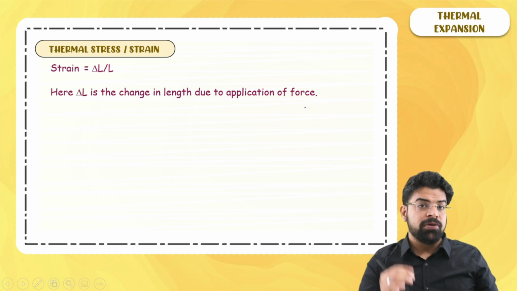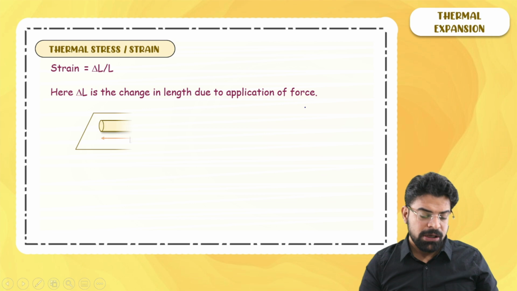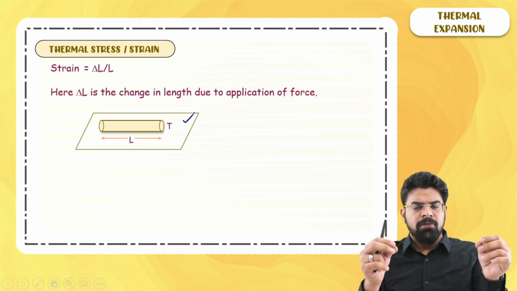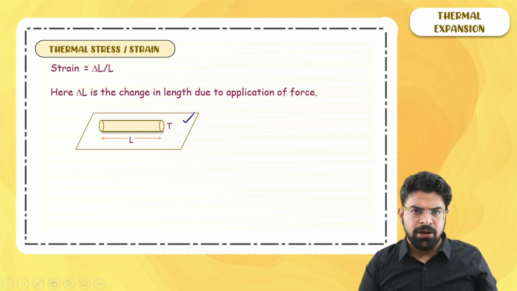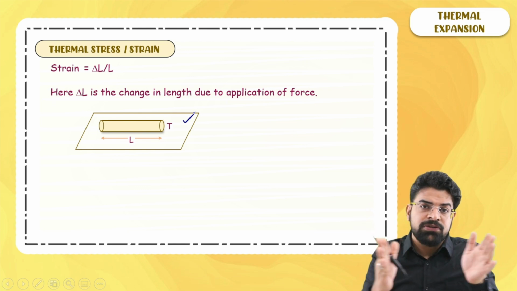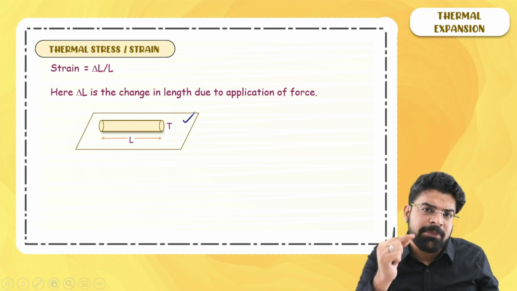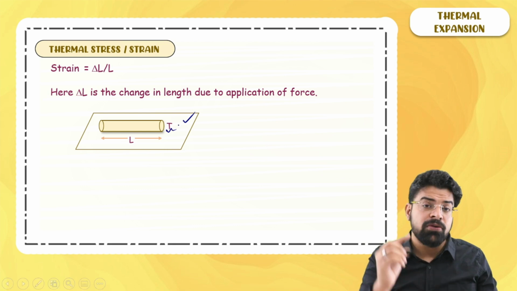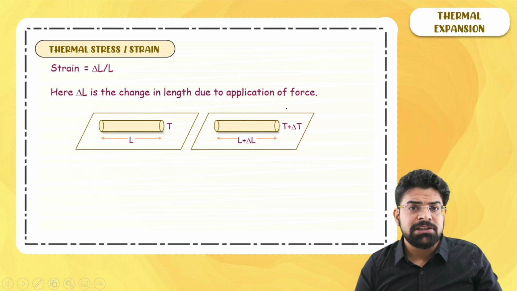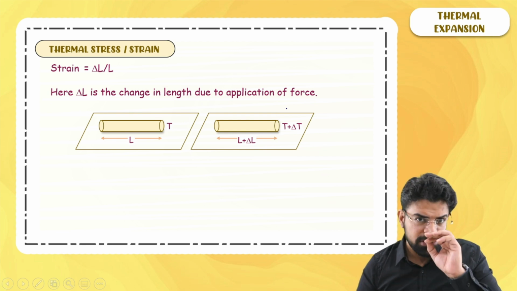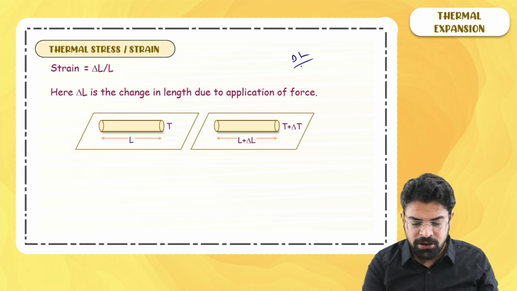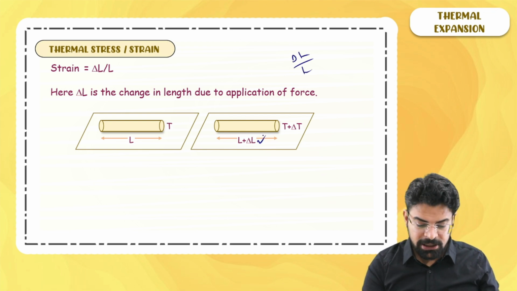Now you will be able to appreciate better what I am trying to explain here. Let's say you have a table, and on the table you have a rod of length L at temperature T. The rod is free to expand. The ends are not at all fixed. The rod is free to expand. If I increase the temperature of the rod from T to T plus delta T, the length will increase. If I ask you what is the strain developed in this rod, students in unison say that sir, the strain has to be change in length upon length. That has to be delta L by L.